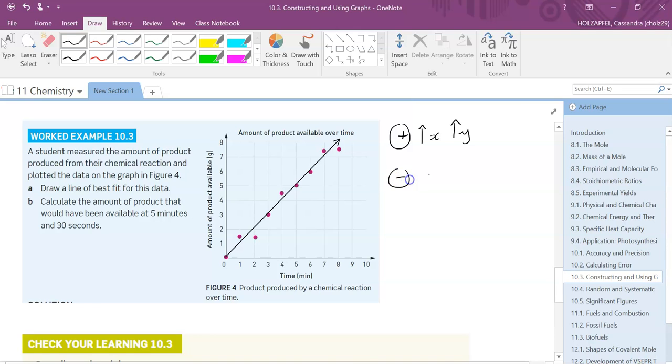If it was a negative correlation, as X goes up, it would mean that Y would be going down. So this is a positive correlation. Calculate the amount of product that would have been available at 5 minutes and 30 seconds.